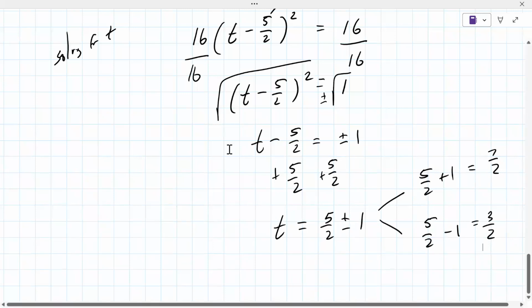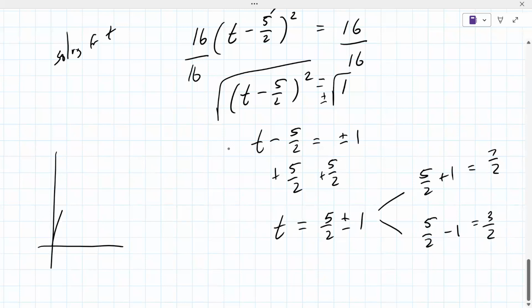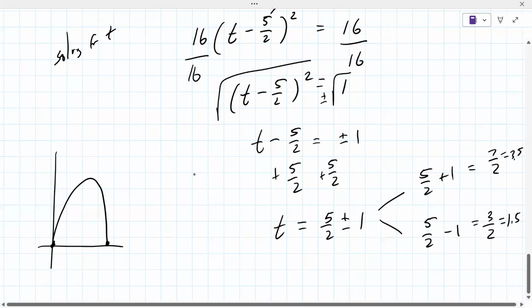And the reason is projectile motion again. You're going up, you're going down, you're starting at 0. So you know that if there is a solution, it's going to be in between the domain of this. Oh, so yeah, it's 1.5 and 3.5 seconds.